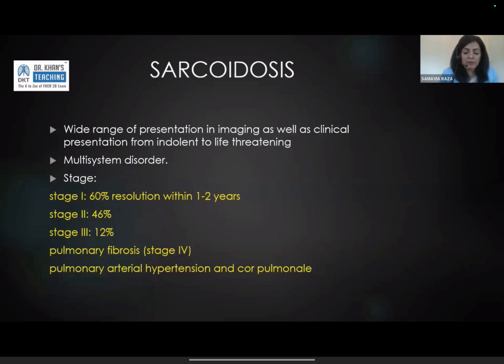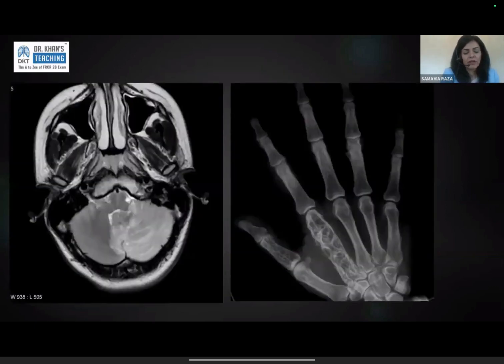If your fibrosis is stable, you can live a normal life. If your fibrosis goes on to be progressive, you can end up with right heart failure or pulmonary hypertension, and in the end, the only resort you will have is to be put on a transplant list. Stage 1, stage 2, stage 3, still potentially reversible, completely reversible, but the chances of completely resolving reduce as you go up in stage. It is a multi-system disorder.